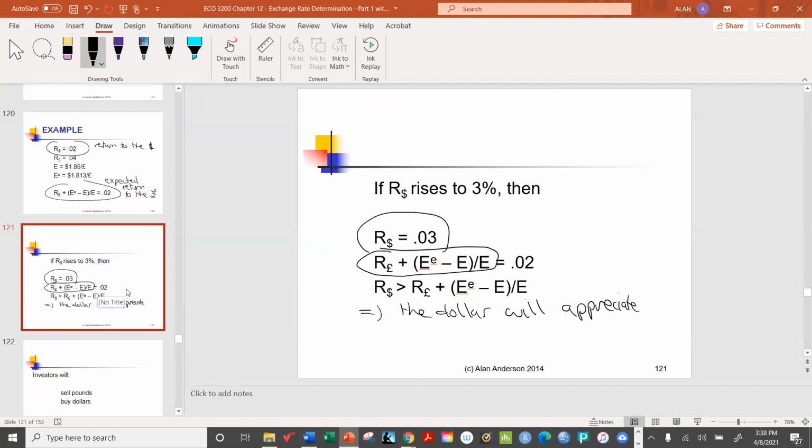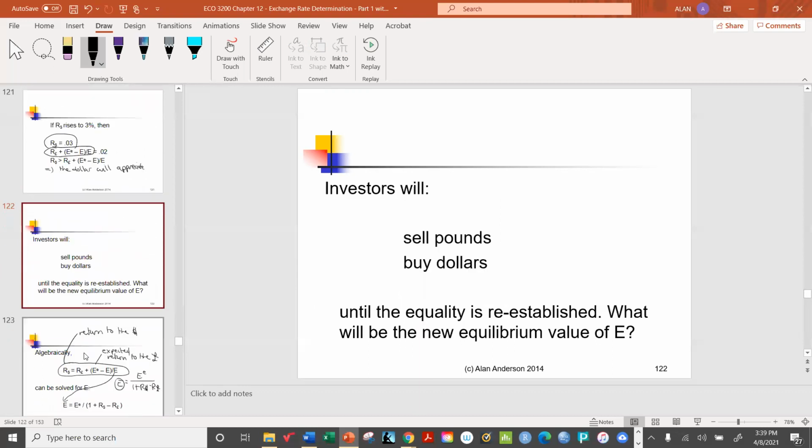What this means is that the dollar return now exceeds the pound return because nothing changed on the right-hand side. So in the US, you can get 3% from your eurodollar deposits. In England, you can get only 2% on your eurosterling accounts. So you know perfectly well what's going to happen. Investors will quickly sell pounds to buy dollars, and in the process, establish a new equilibrium exchange rate, one where the dollar is stronger.